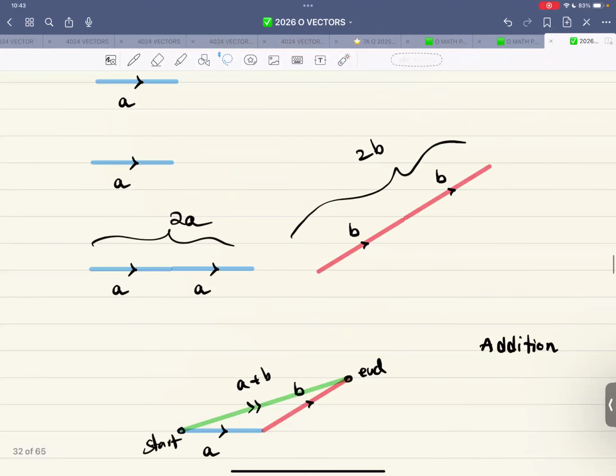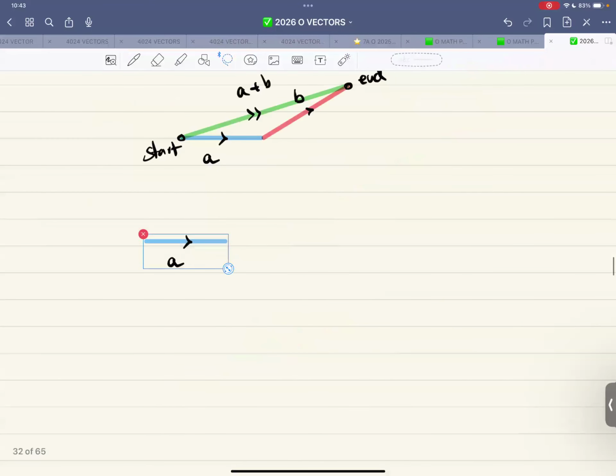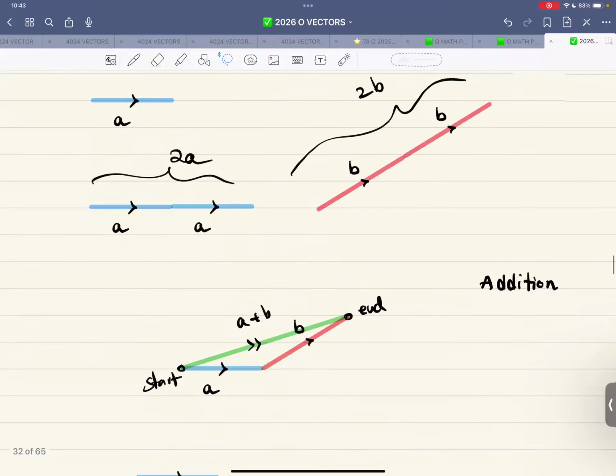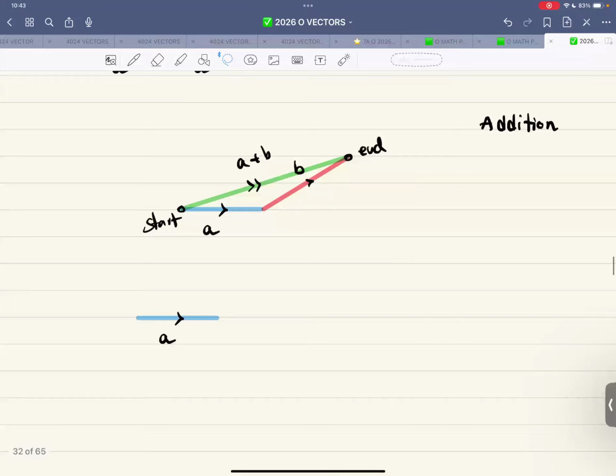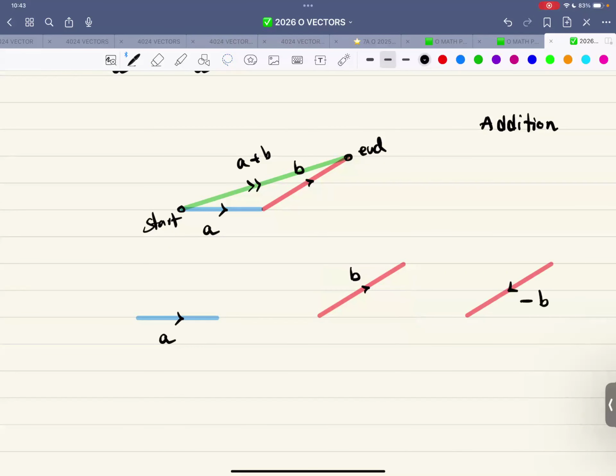Let me again choose this vector A. And let me take this vector B. And let me change the direction. So if B is going this way, then negative B should be going in the opposite direction. So let me just change the arrow. This should be negative B. So now I'm talking about negative vector. Just change the direction. The magnitude remains the same.